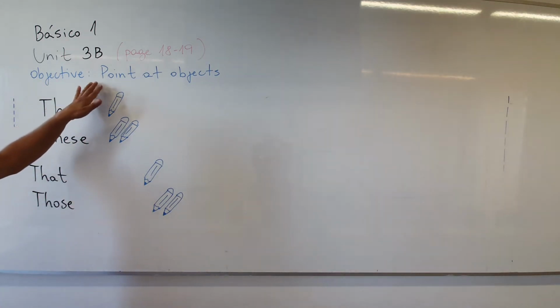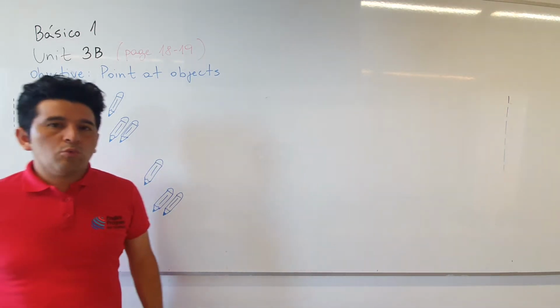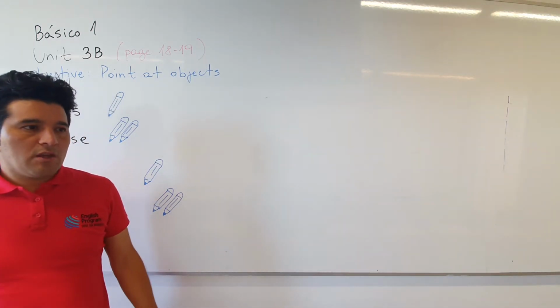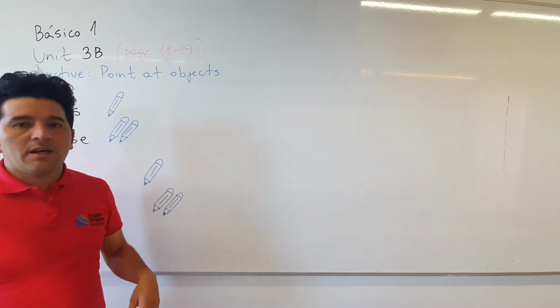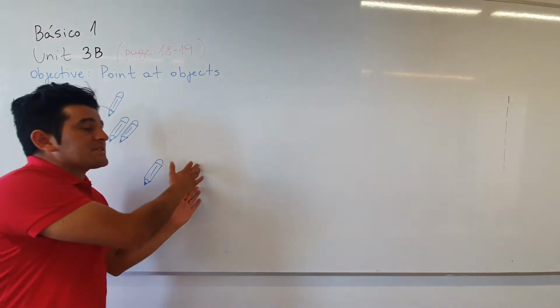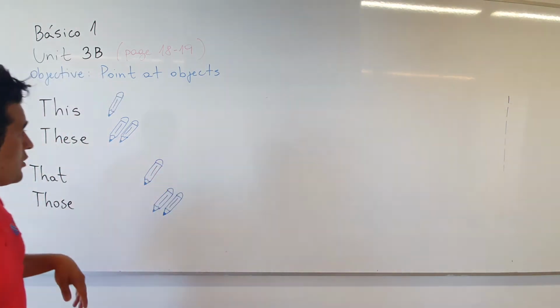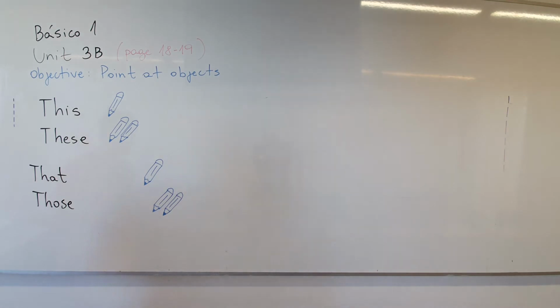And the objective of today's class is to point at objects. What is this? For example, cuando dice, esa casa, este plumón, esta pizarra, esas personas. So we are going to see how to point at objects, okay? And if we want to do that, we use these 4 questions.